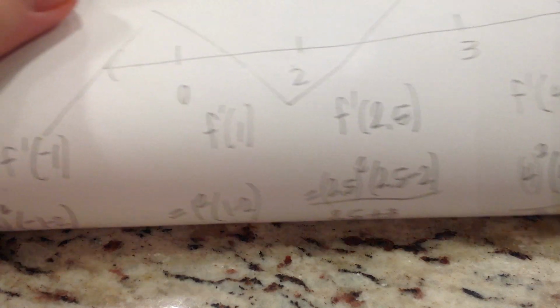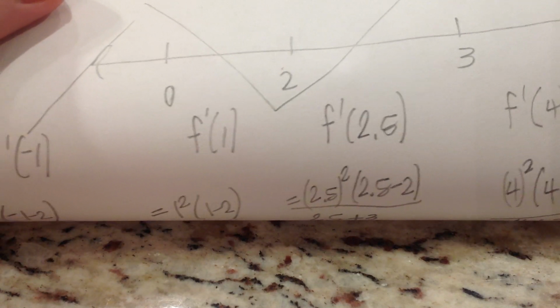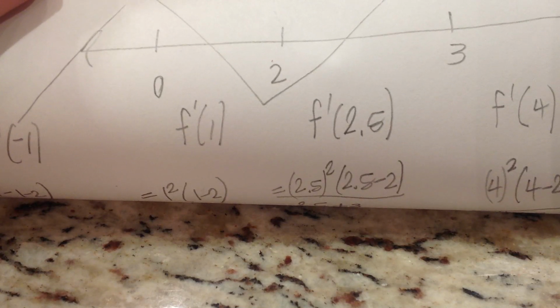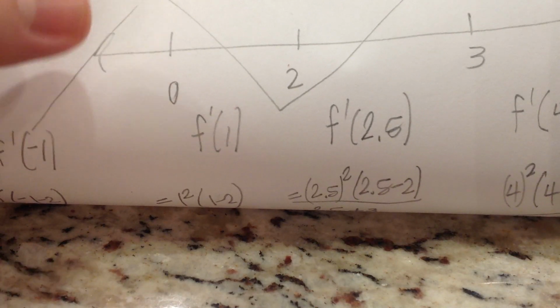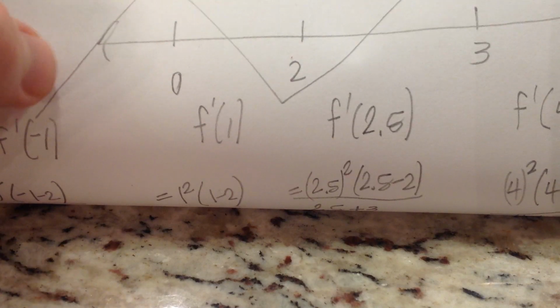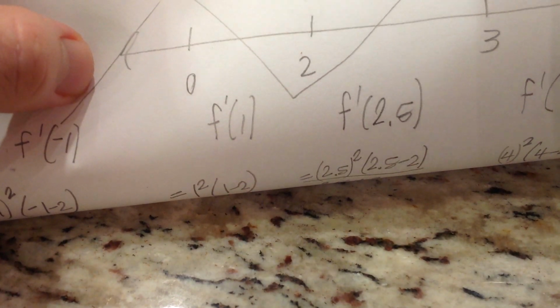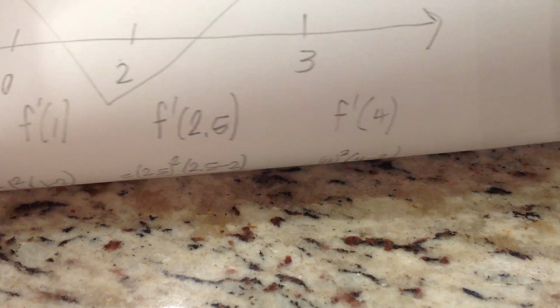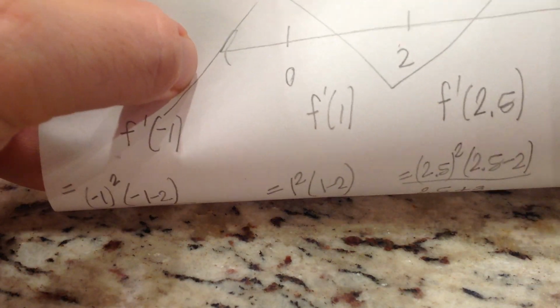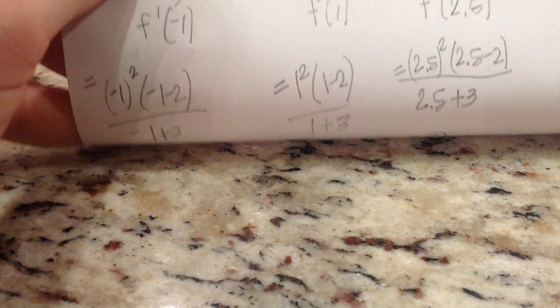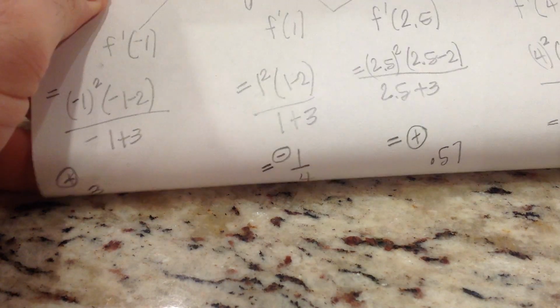So I tested in between the intervals, in between the critical x values. So there was that interval between negative infinity and 0, and the interval between 0 and 2, and the interval between 2 and 3, and the interval between 3 and infinity. And I just chose a random x value in between those intervals, and you plug it into the derivative.